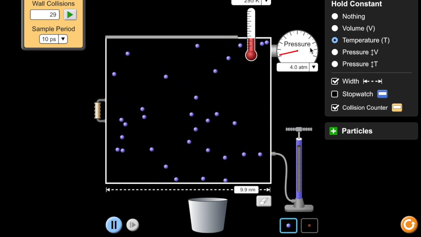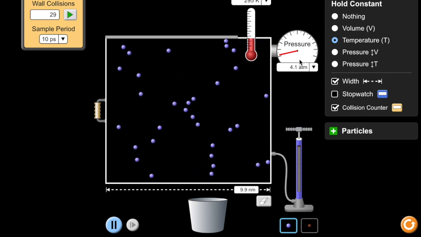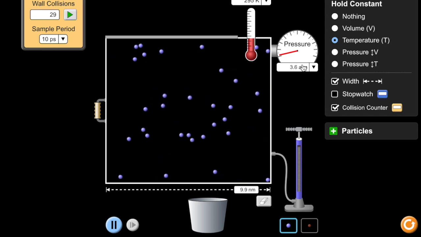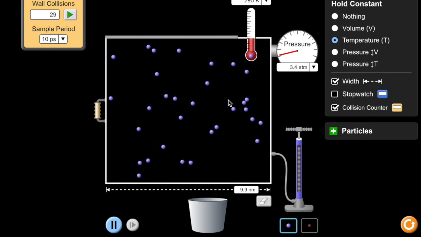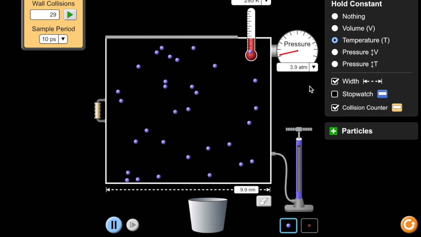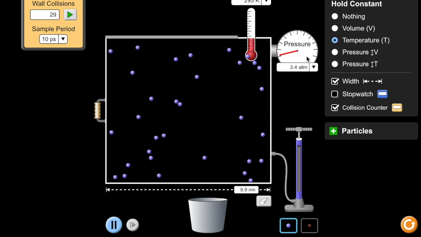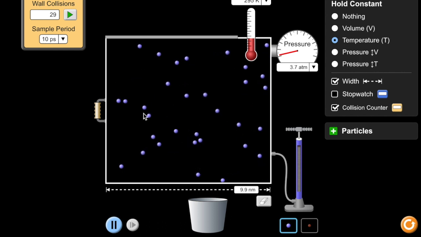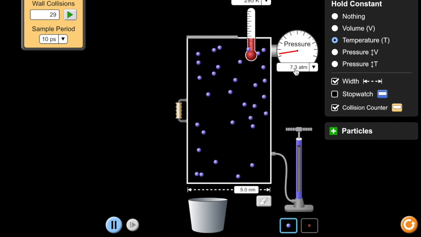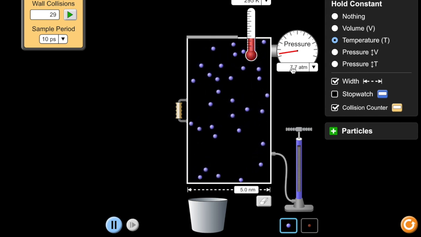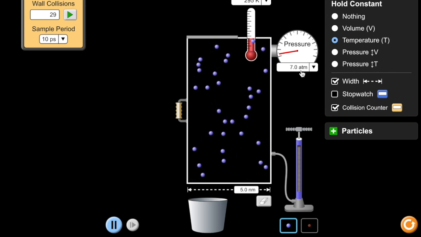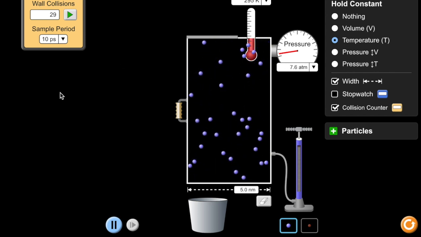It tells us that the pressure is fluctuating around a value of, say, 3.7, 3.8. The reason there's a fluctuation is because the total number of collisions is changing. But what we're interested in is the average pressure that the gas sample has. Let's see what happens if we lower the volume to half its value. You can see that the pressure now increases to about double its original value. This is exactly what Boyle's law is telling us.